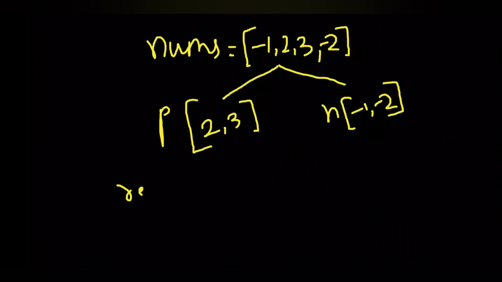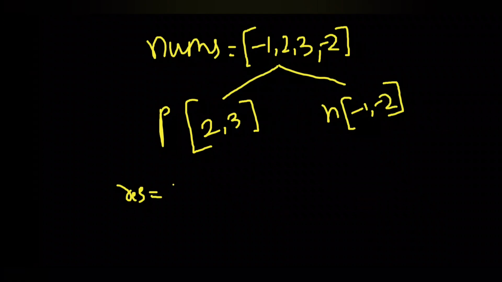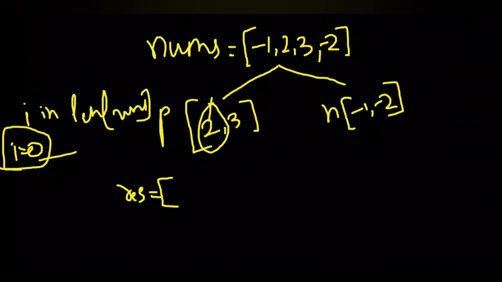Now we'll take a resultant array, and a for loop of i in length of nums. Let's say now i equals 0. We'll check if it is even or not. Let's say it is even. So we'll take the positive number from the positive array, append it to result, and pop it off from the positive array. Then i becomes 1, so we see that it is odd. We'll pop out the first element from the negative integers array and add it to the resultant array.